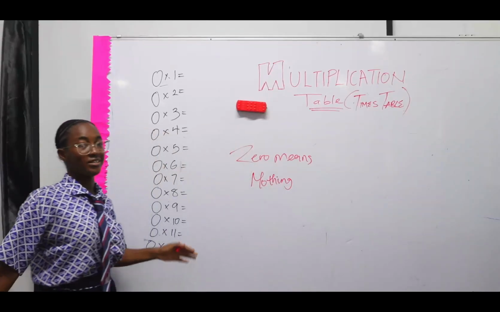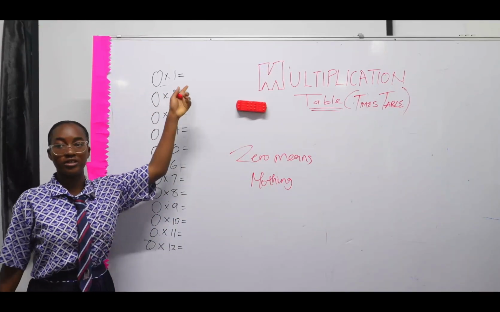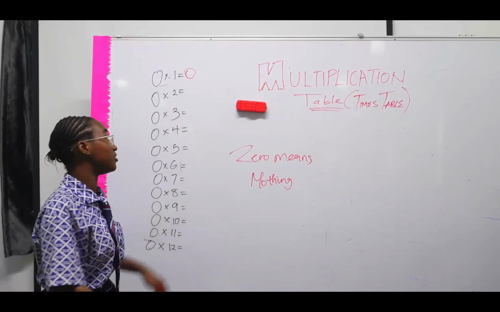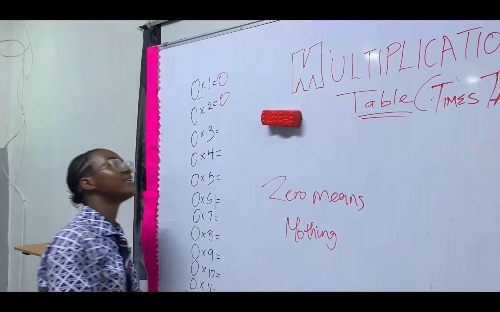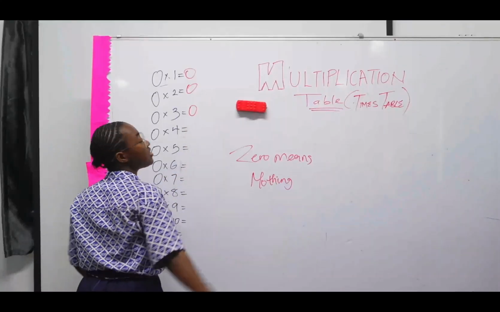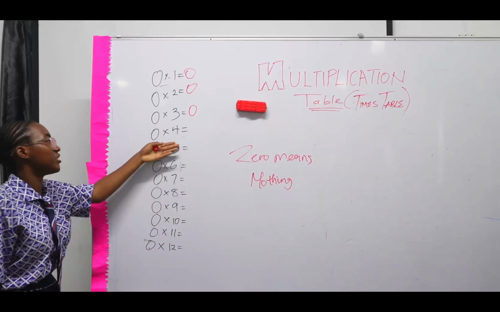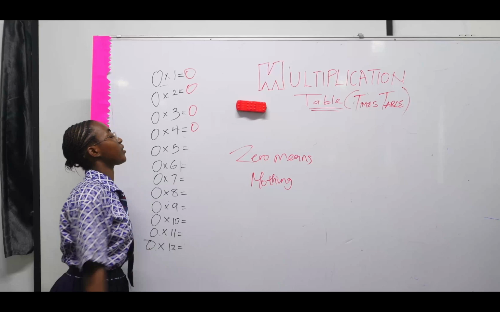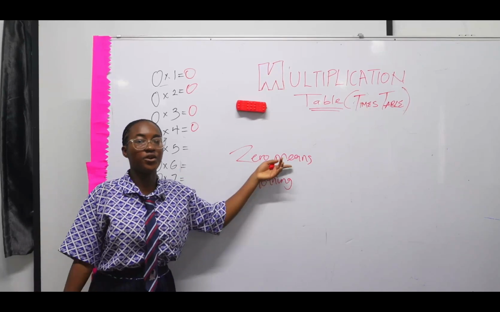So now let's start. Zero multiplied by one is zero. Zero multiplied by two is zero. Zero multiplied by three is also zero. So I would love to ask you, what is zero multiplied by four? It's also zero. So let's not forget that zero means nothing.